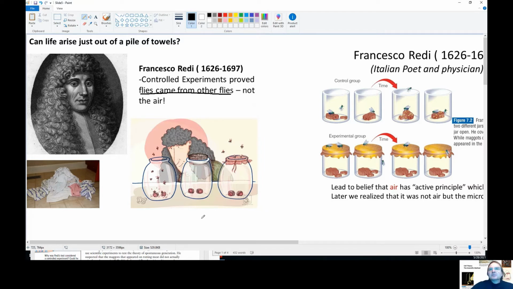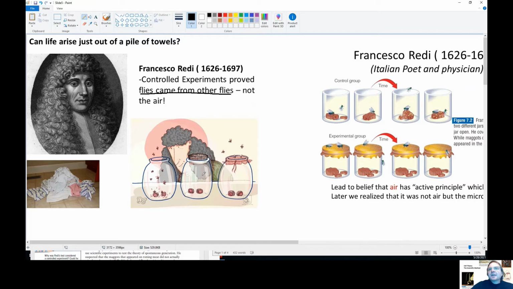You can notice right here how he created a control group, basically just open to the air as normal and just wait over time. And of course, maggots are going to form and, oh, maybe it came from the air. Well, if it came from the air, then this is the experiment that he designed. A little filter here. Air can come in, but the flies can't. And then, of course, a fully sealed jar.